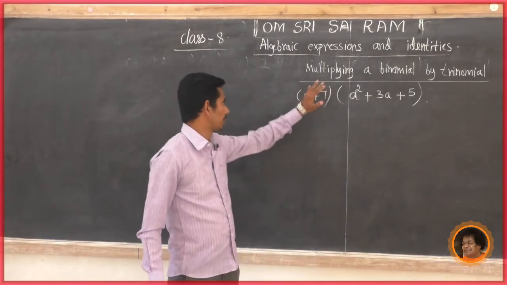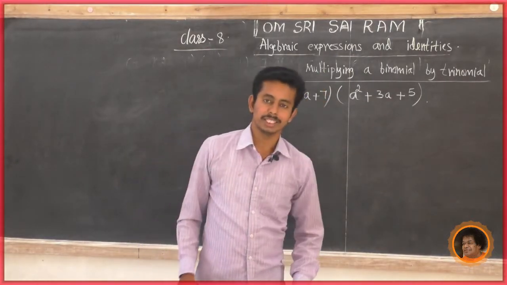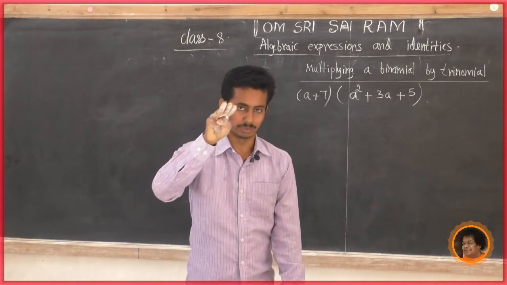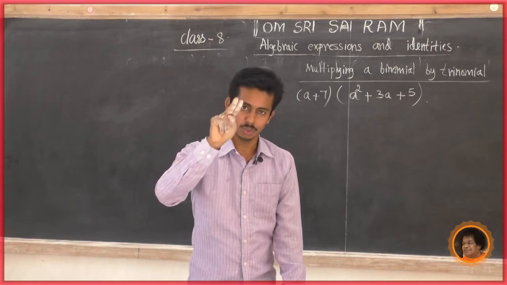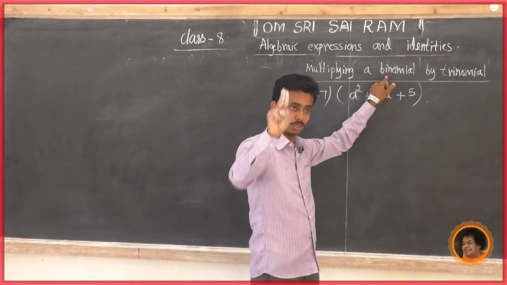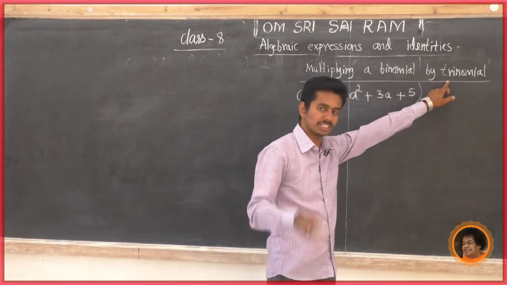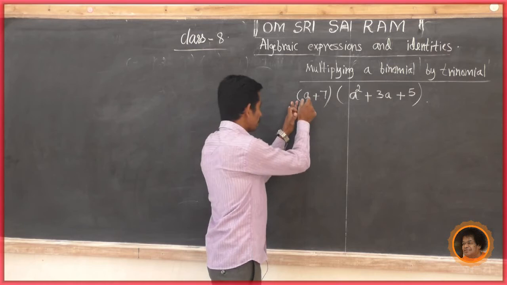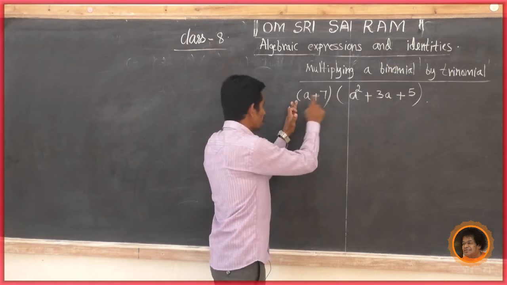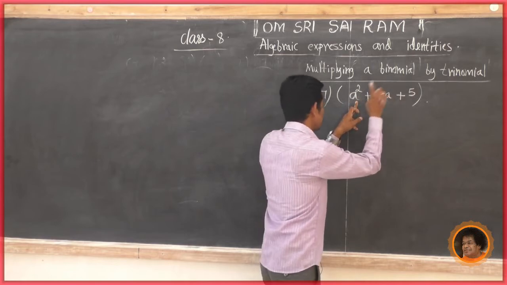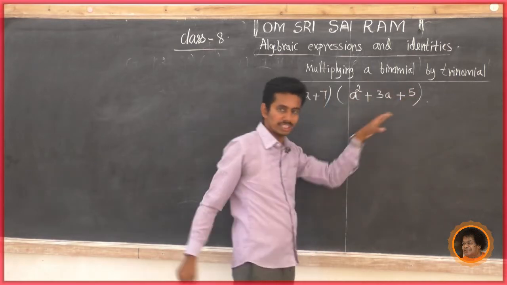Next concept is multiplying a binomial by trinomial. Trinomial means the expression which contains 3 terms. Binomial means which contains only 2 terms. So a plus 7 is a binomial because it has 1 and 2 terms. Then trinomial, why is it trinomial? First term, second term and third term. So it is a trinomial.